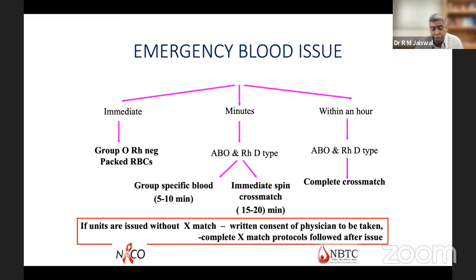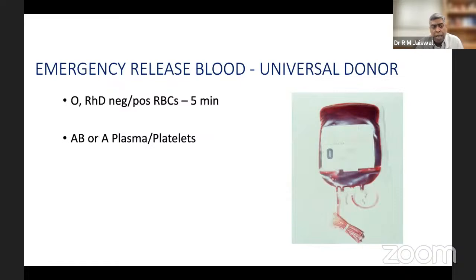And if units are issued without cross match, written consent of the physician is to be taken, and complete cross match protocols followed after issue. And as I already mentioned, when we are dealing with the emergency release of blood, I am stressing this point again: when we are talking about packed red blood cells, O negative is the universal donor. And when we are dealing with plasma or platelet products, AB is the priority, then we can use A plasma or platelets.